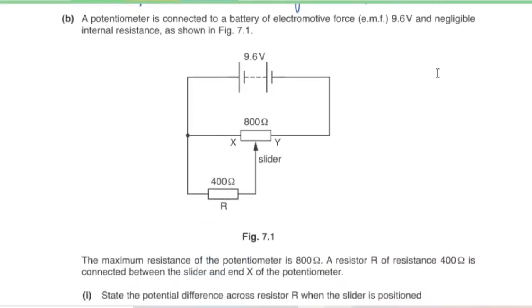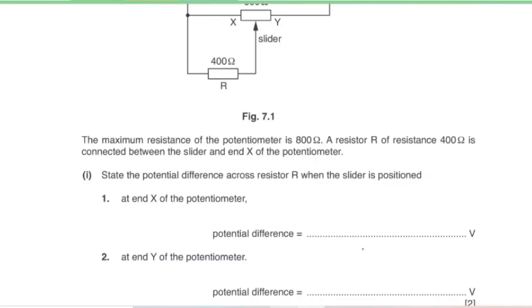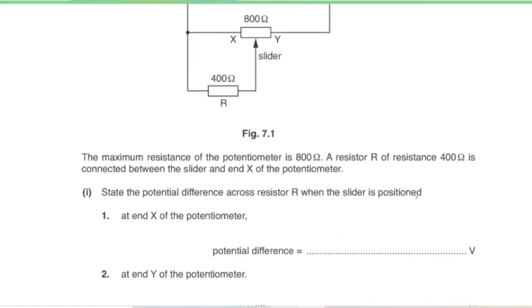Part B, a potentiometer is connected to a battery of electromotive force of 9.6 volts and negligible internal resistance as shown in figure 7.1. The maximum resistance of the potentiometer is 800 ohms. A resistor R of resistance 400 ohms is connected between the slider and an X of the potentiometer. Part 1, state the potential difference across resistor R when the slider is positioned at end X of the potentiometer.